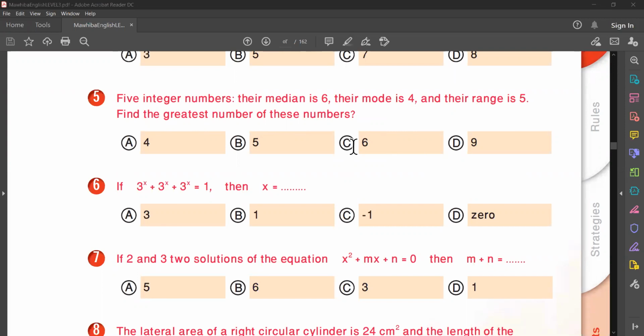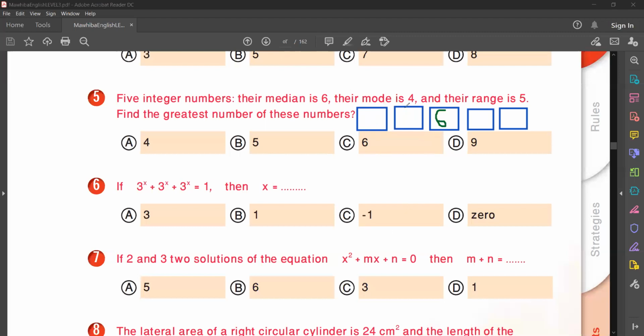Okay, now we have here 5 integers. We write here 5 integers: 1, 2, 3, 4, and 5. Now what about the 5 integer numbers? Their median is 6. What is the median? It is the number in the middle, right? In the middle, we write here 6.